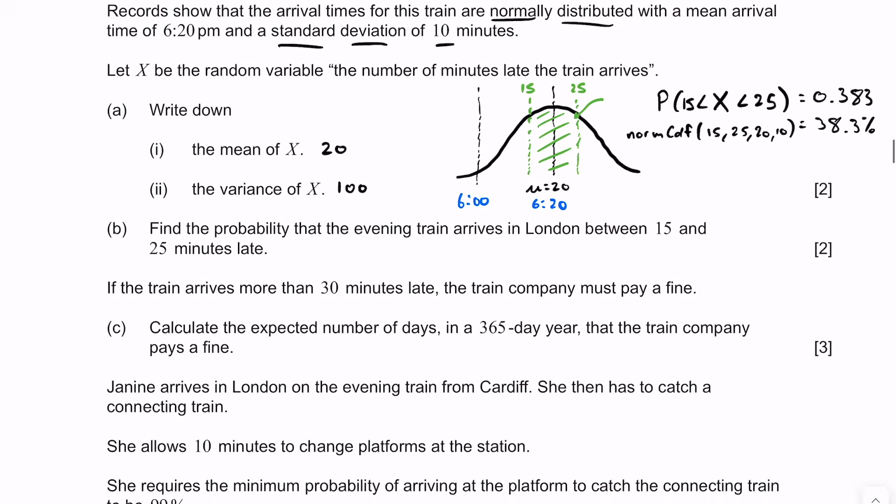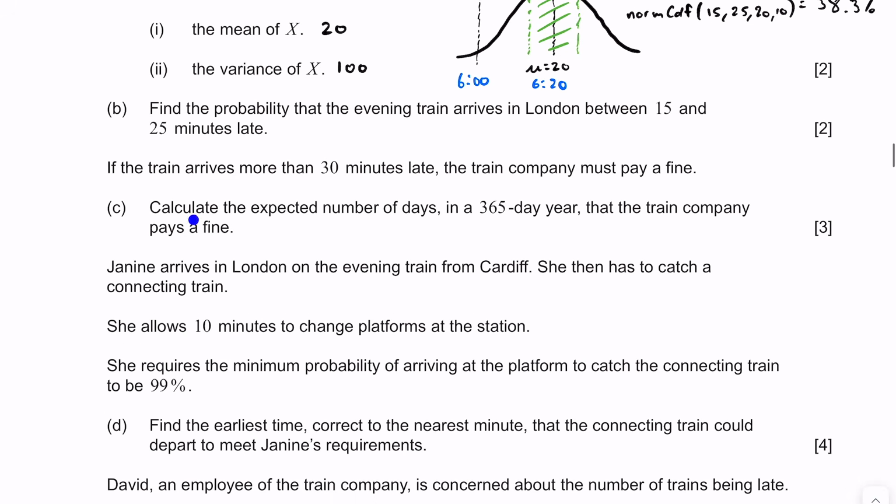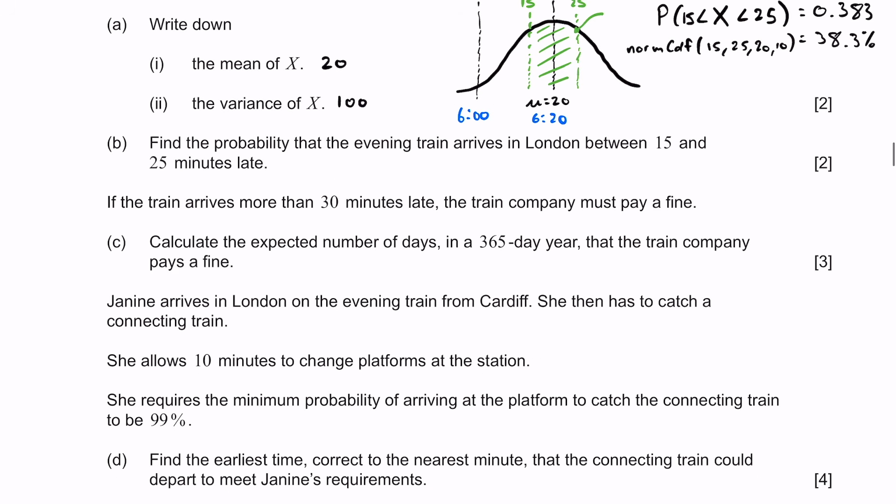All right, let's go on. If the train arrives more than 30 minutes late, the train company must pay a fine. Calculate the expected number of days in a 365-day year that the train company pays a fine.